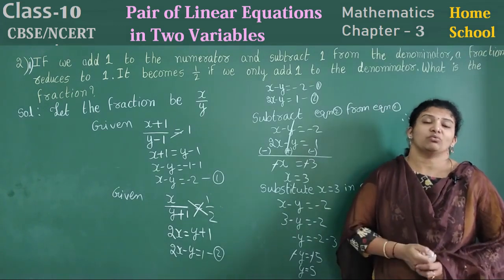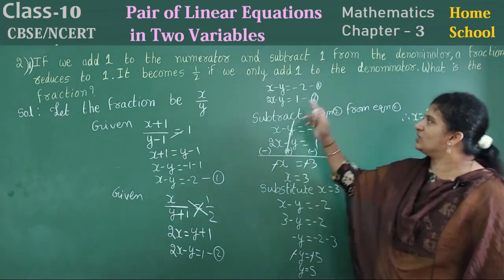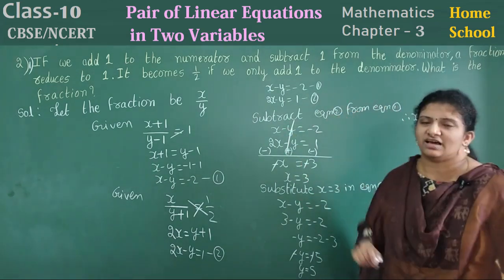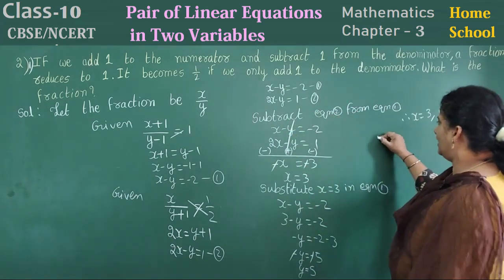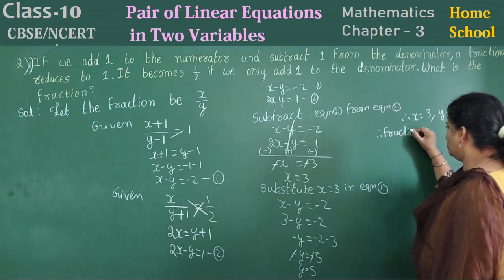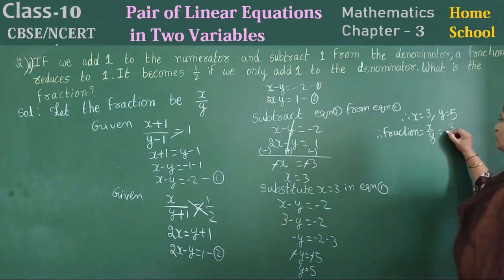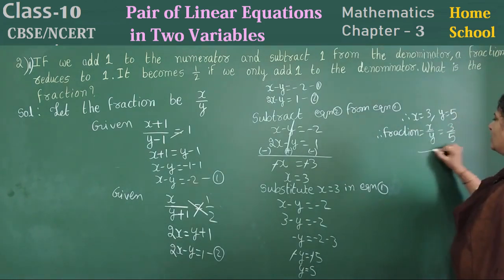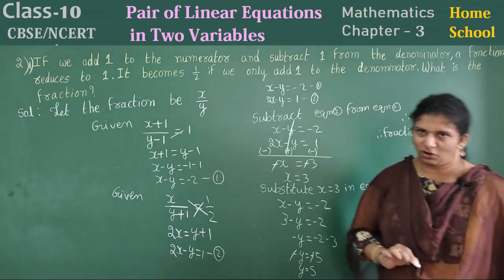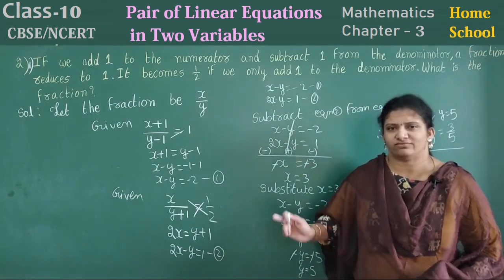No, still there. What is there? Find the fraction. What is your question here? What is the fraction? Therefore, fraction is equal to x by y, that is equal to 3 by 5. Now with this, we end this problem. Okay, understand the verbal problems very carefully.